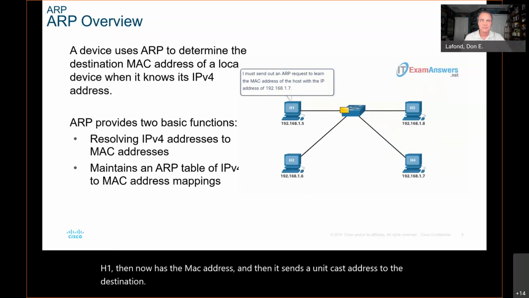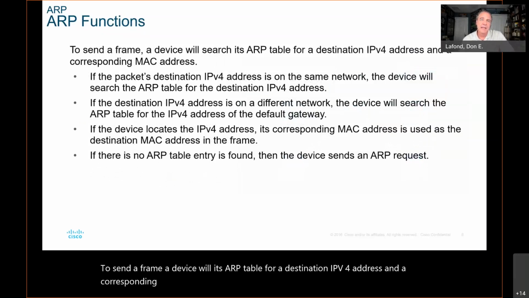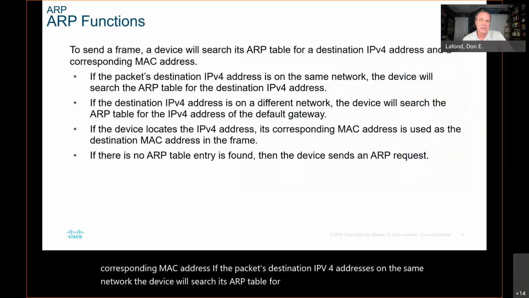H1 now has the MAC address, and then it sends a unicast frame to the destination using that MAC address. To send a frame, a device will search its ARP table for a destination IPv4 address and a corresponding MAC address. If the packet's destination IPv4 address is on the same network, the device will search its ARP table for the destination IP address and then just send it.